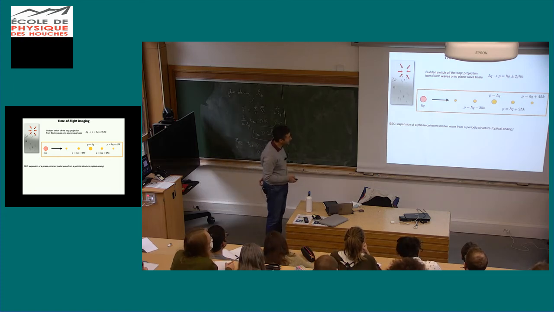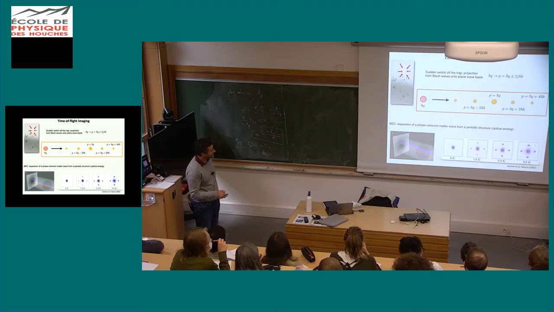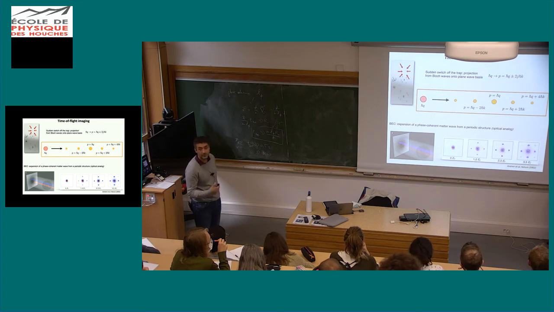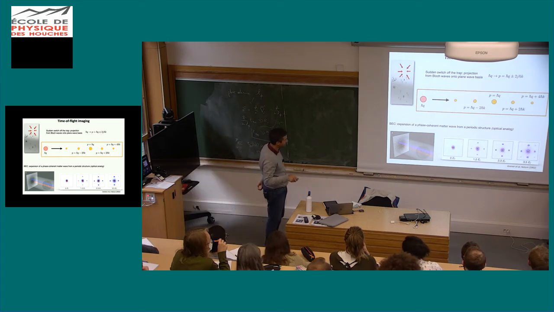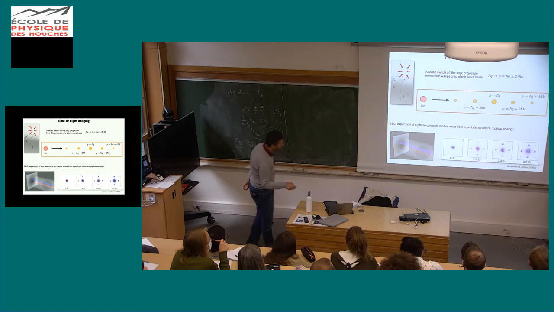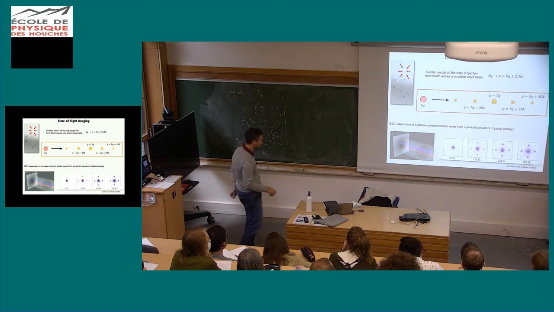So if you have a BEC, which is phase coherent, and you put the lattice, you will see sharp diffraction peaks, which correspond to these higher orders. These are absorption images taken without a lattice and with different lattice amplitudes.